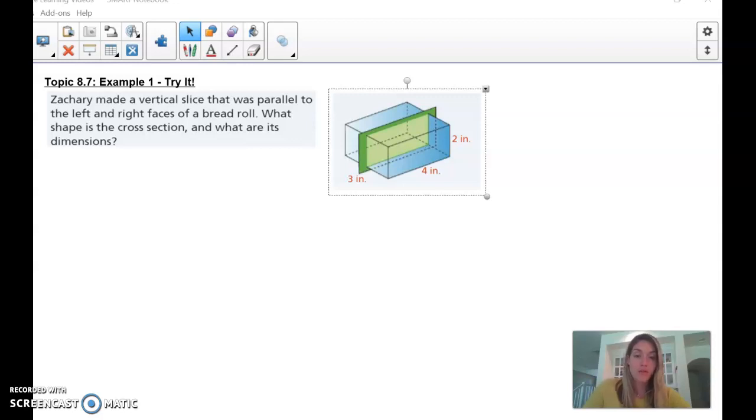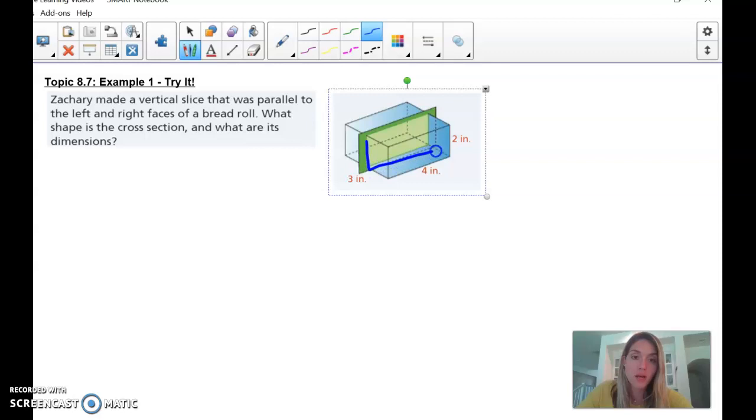So this is a very rectangular bread roll, but if we slice it right through the middle, like the green plane through this rectangular prism, then that interior shape is going to be a rectangle right there. So that's going to be our rectangle right in the middle.